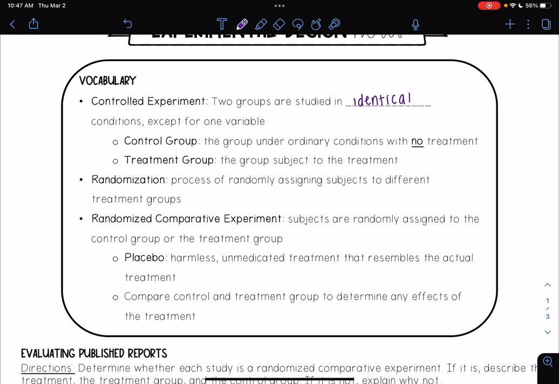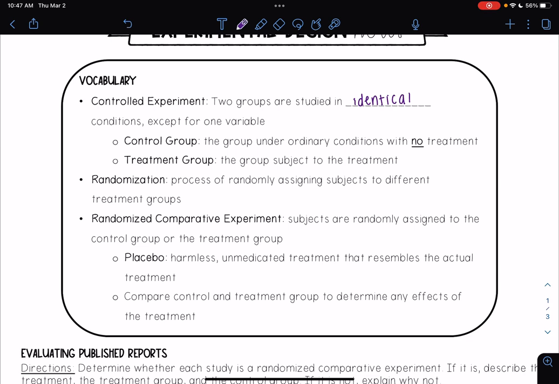And here it's important with any experiment that we have randomization, and that is the process of randomly assigning subjects to different treatment groups. And so a randomized comparative experiment is when subjects are randomly assigned to the control group or the treatment group. So they don't volunteer for either one, they are randomly assigned to it, and they don't know which one they are assigned to. And so usually the control group, to make it look identical, they receive something called a placebo. And that's a harmless, unmedicated treatment that resembles the actual treatment.